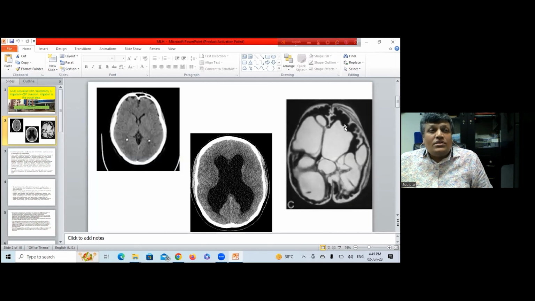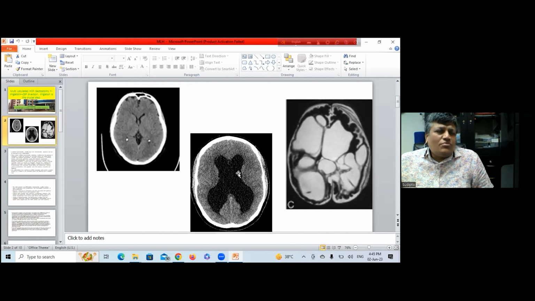But the last one is actually emerging. See, the accumulated water is divided into many compartments by septum. A compartment is called a loculus. So this is called multiloculated hydrocephalus. Or somebody may call it multiseptated hydrocephalus, because there are multiple septa.